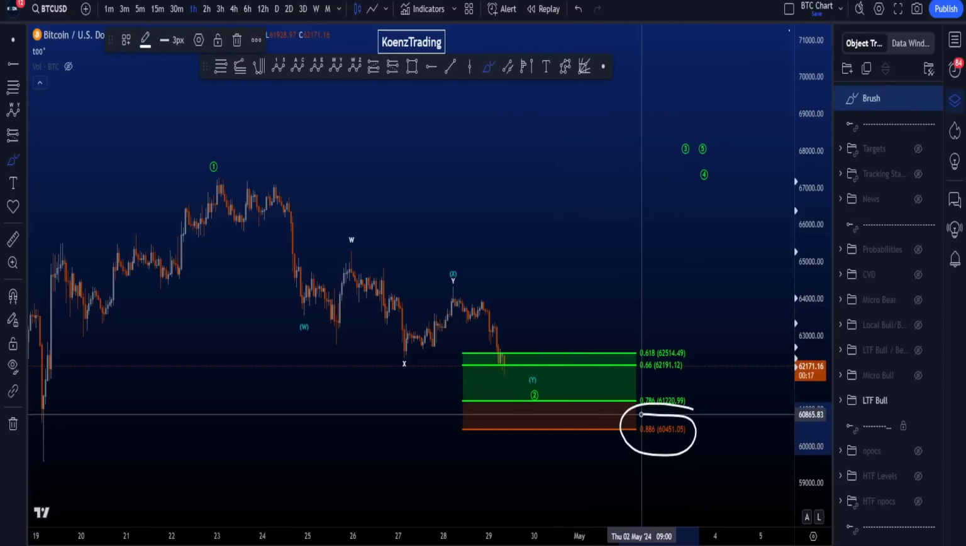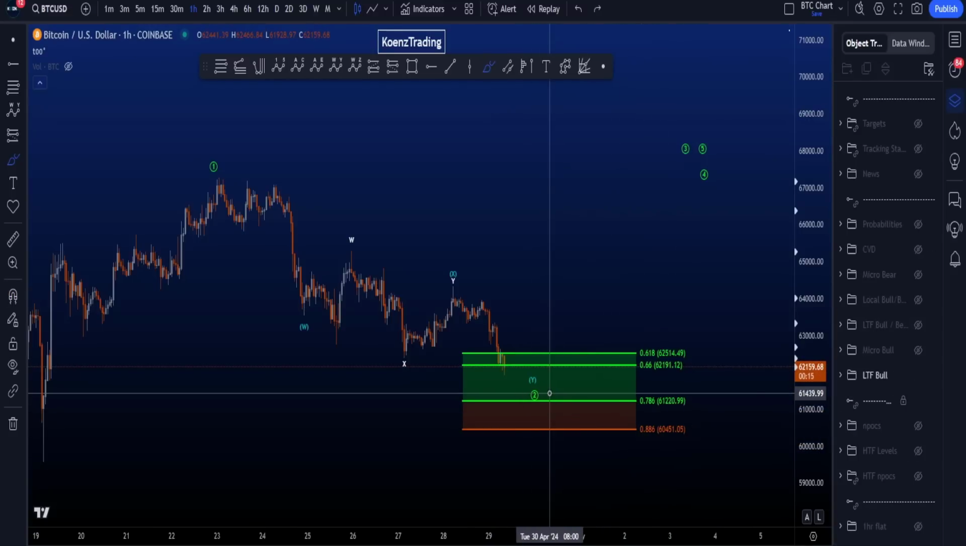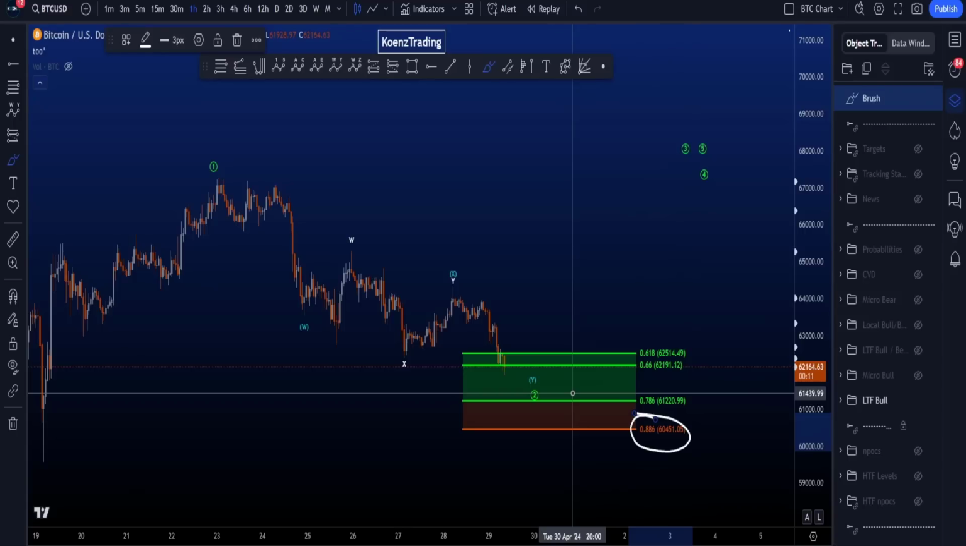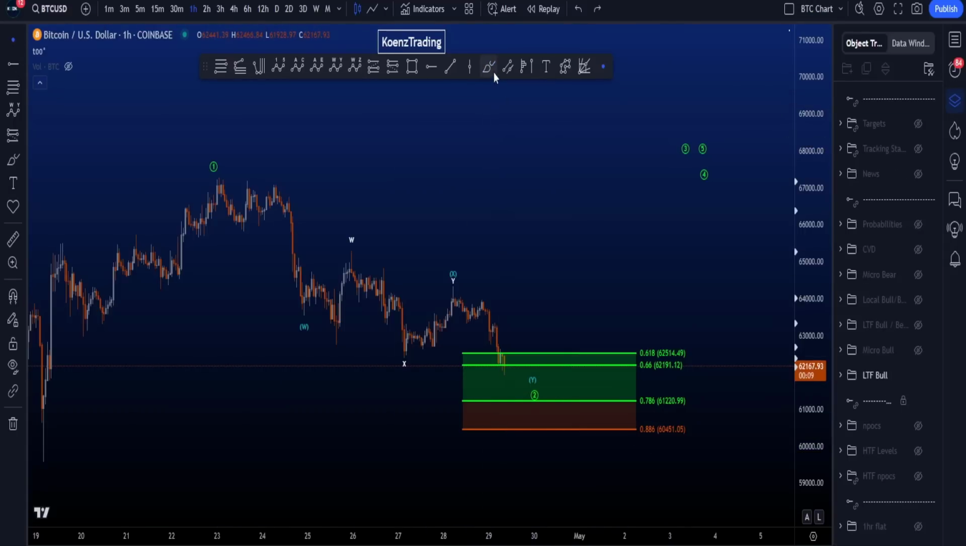The 0.886 is very rare for a wave 2, therefore never preferred, and we definitely don't want to hit the 0.886 here, sitting at 60.4k.